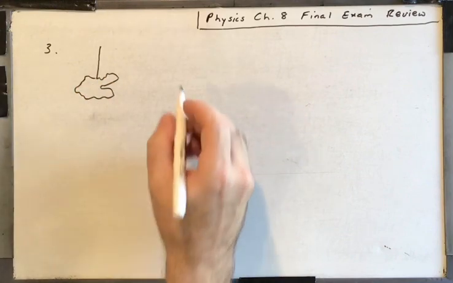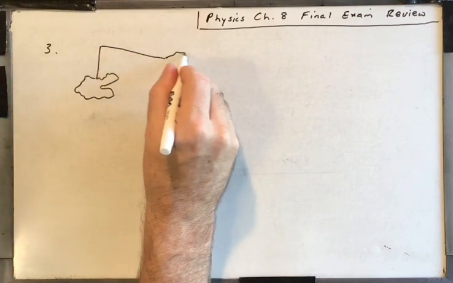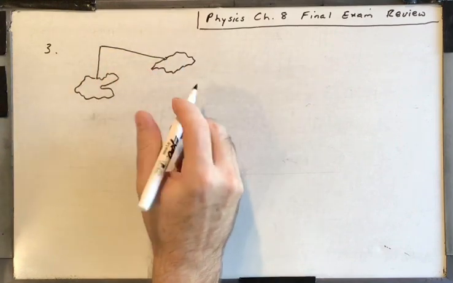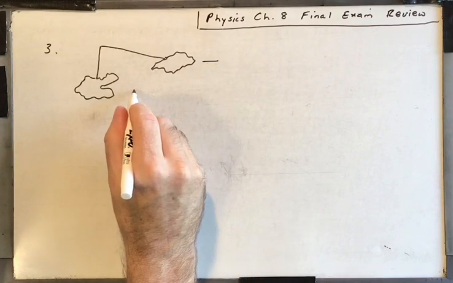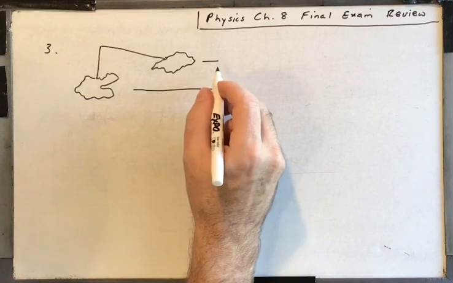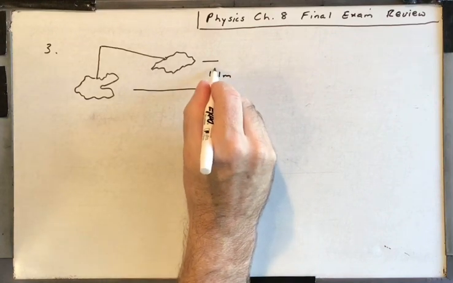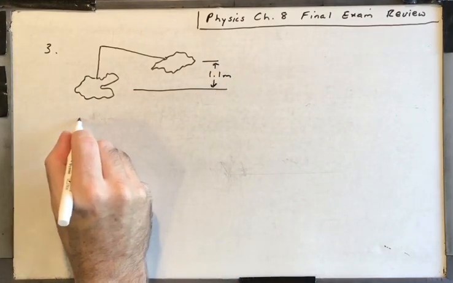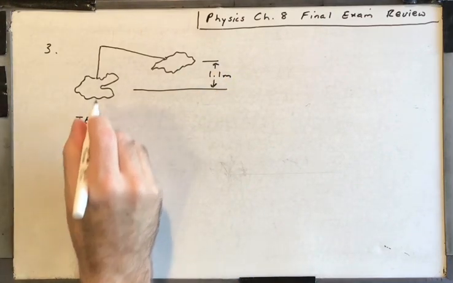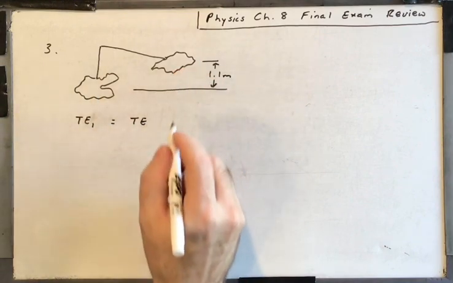and somebody hits it, it ends up over here. The difference in height between those two is 1.1 meters. So we'd have a total energy before it gets hit that has to equal the total energy when it's at its maximum height here.